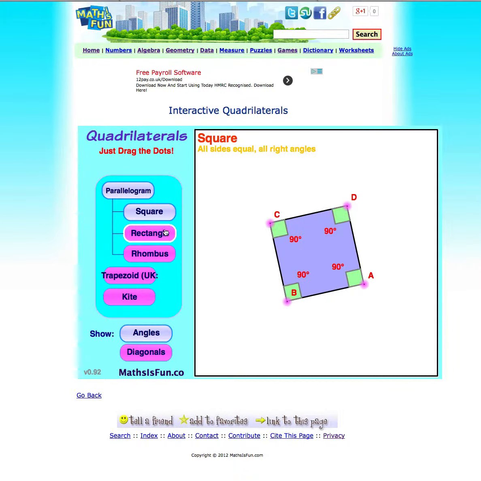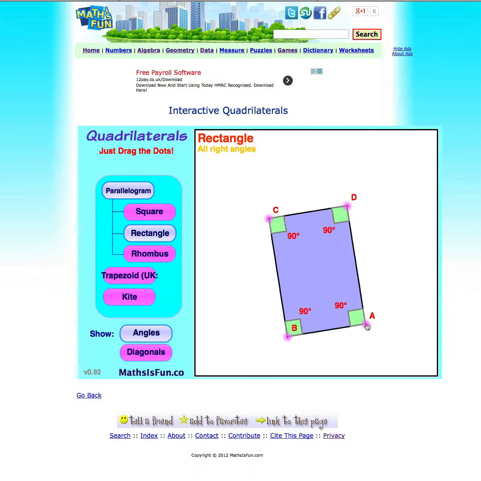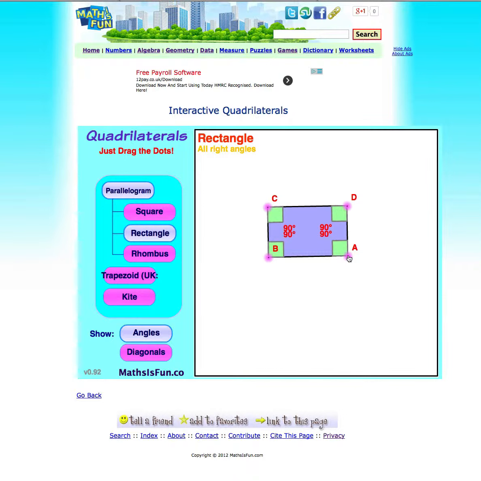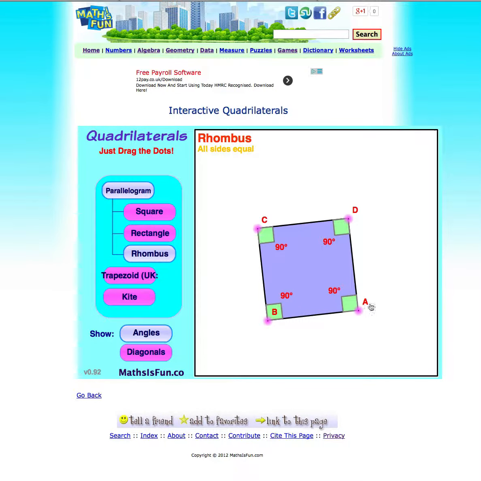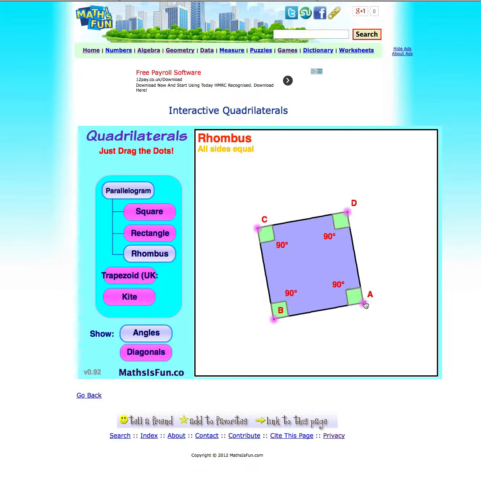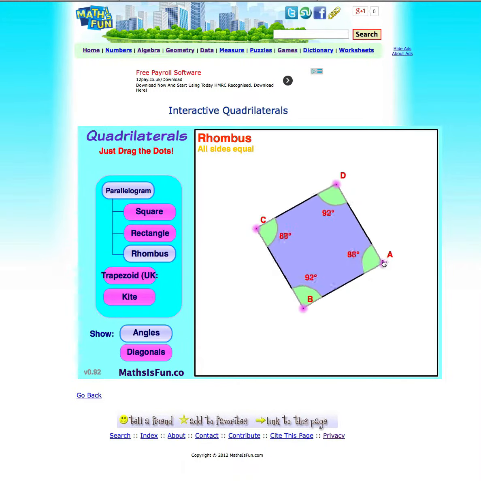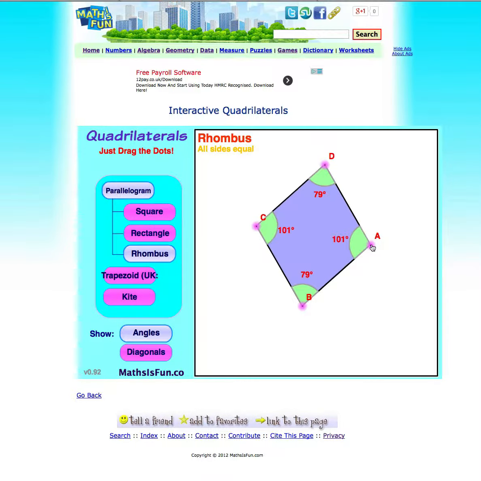The rectangle is a bit like the square but stretched out, so that two of the sides are longer than the other two. And like the square, all four angles are 90 degrees. The rhombus is really a pushed out square. All four sides are equal, but the angles are not fixed at 90 degrees. And as you can see, two pairs of opposite angles are equal.